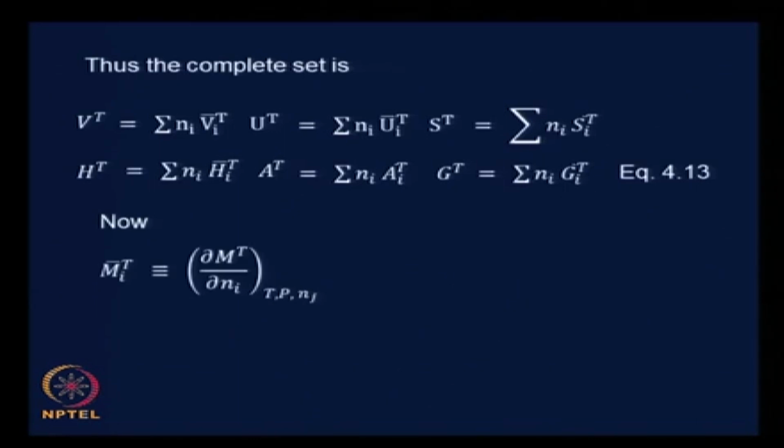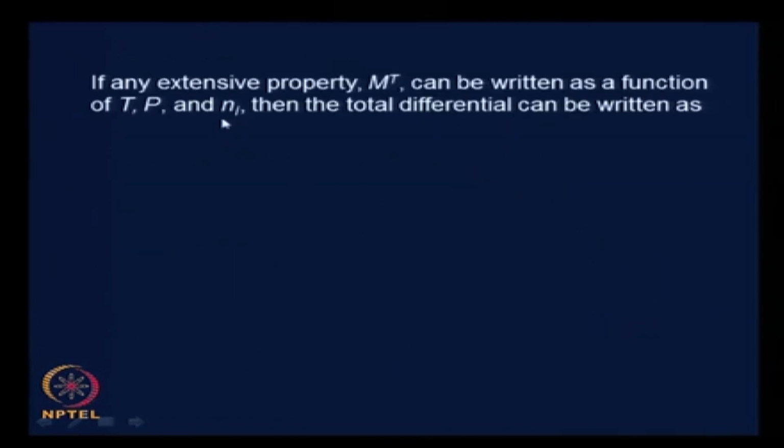Now, we have already seen that the partial molar property is defined as ∂(Nᵢ Mt)... at constant T, P and Nⱼ. Does this remind you of something that we have seen in an earlier module? Think about it. If any extensive property can be written as a function of T, P and Nᵢ, then the total differential can be written; this is again an exact differential.